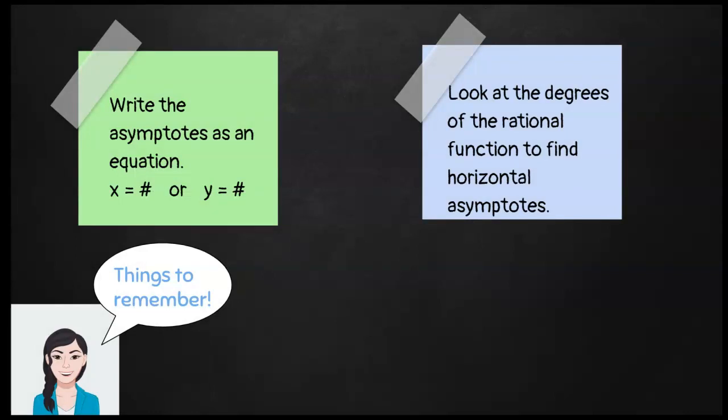Okay, here are some things to remember. Always remember your asymptotes must be written as an equation. It is technically an equation, so x equals or y equals. And make sure to look at the degrees, or the exponents, of the rational function in order to help you find your horizontal asymptotes.